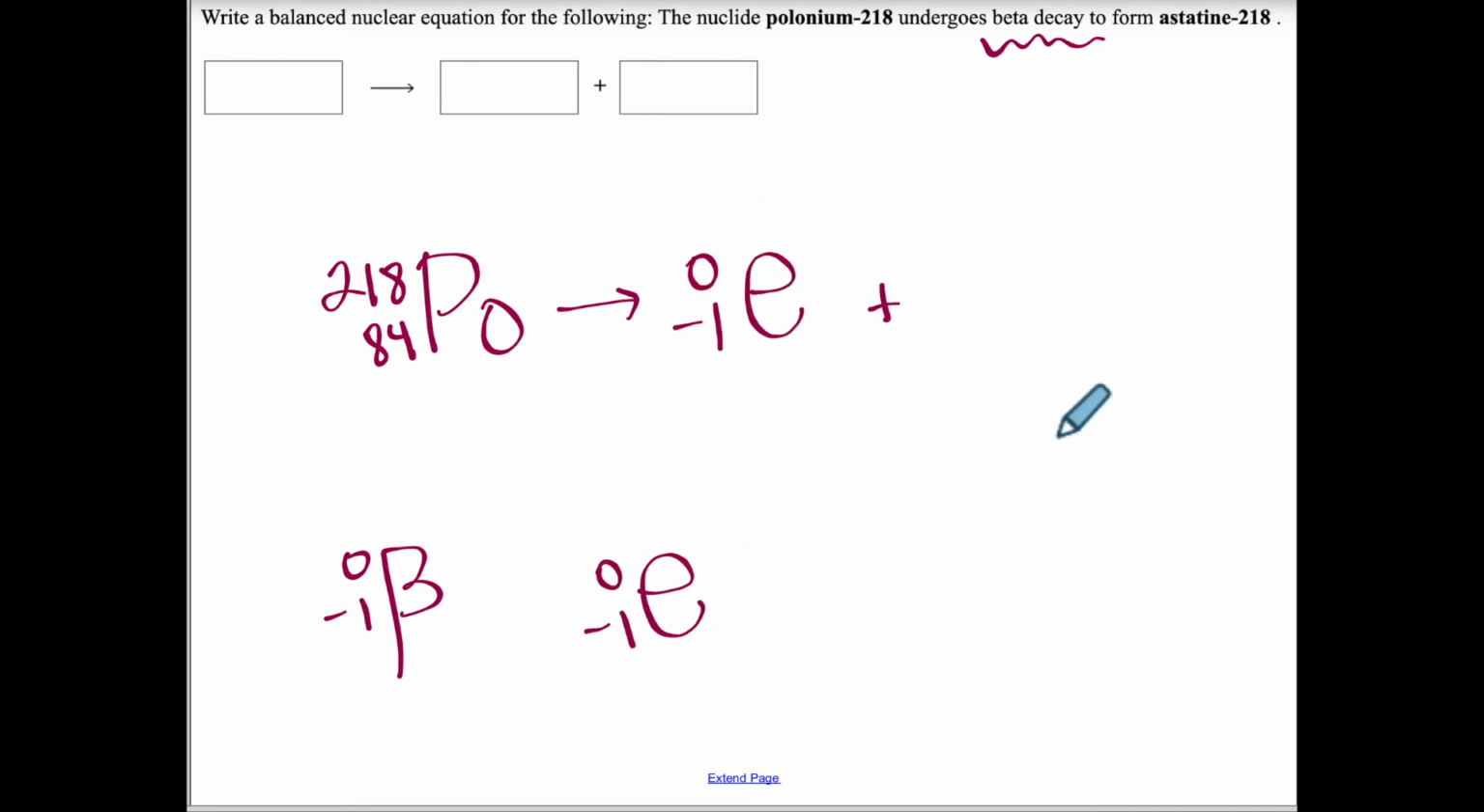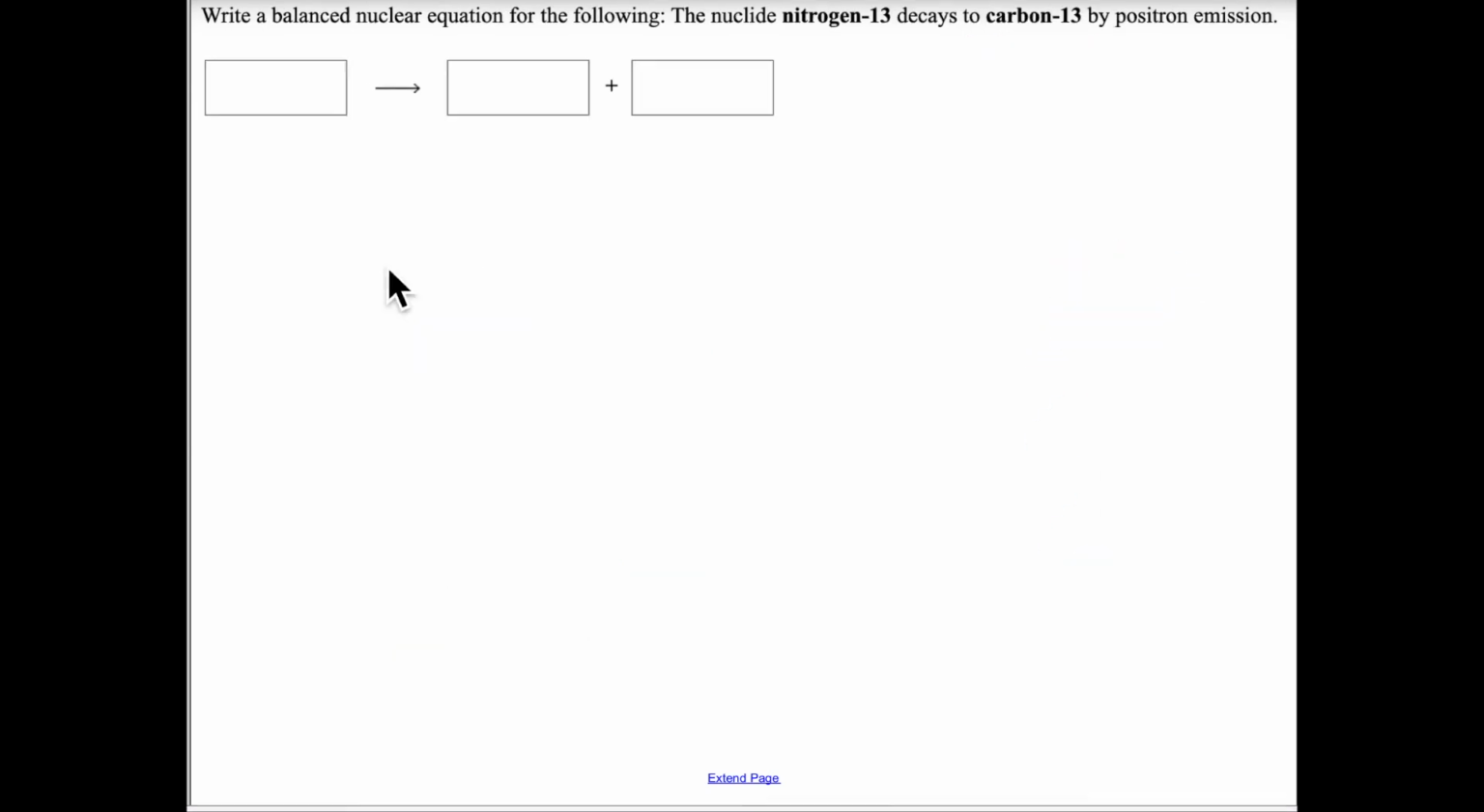Then we need to figure out what's going to go here. We need something that adds up to 0 to get 218, so we put 218 up there. And we need something here that adds up to -1 to get 84, so we put 85, which is astatine's atomic number.